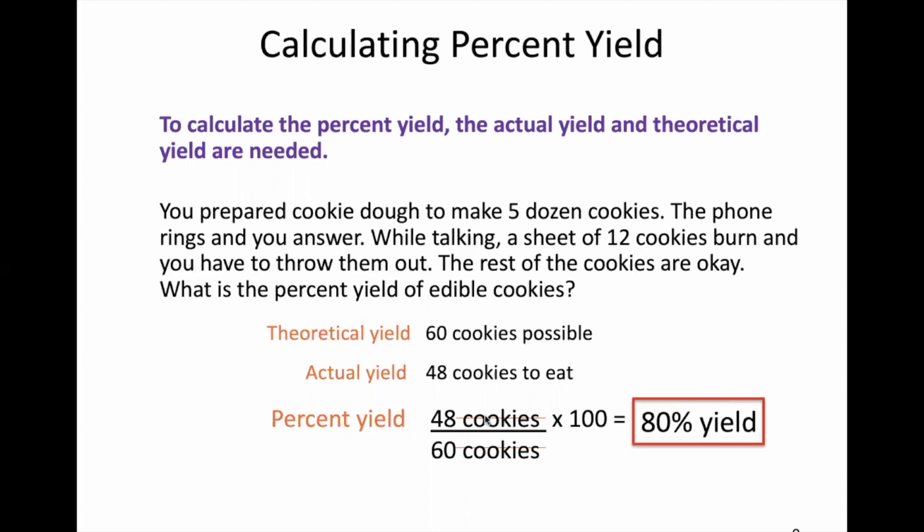And notice over here that the cookies canceled out, that unit cancels out because we were talking about cookies over cookies. So you're just left with your percentage sign. All units will cancel out except for the percent with this formula.